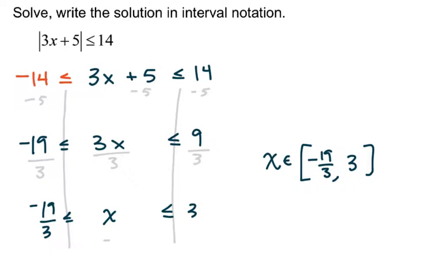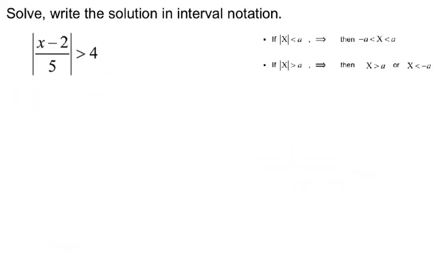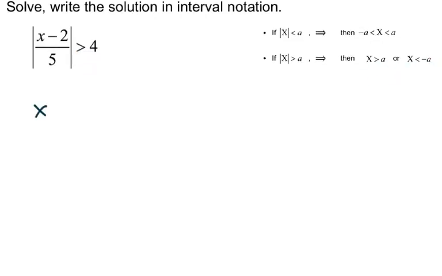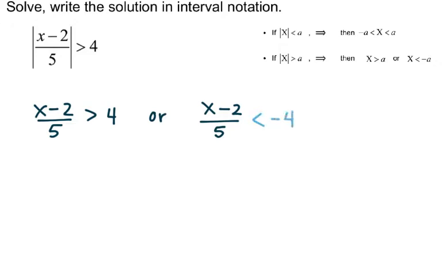So let's look at another example. Here we have another absolute value inequality. We have absolute value greater than 4. So per my rule, the way I need to write this, because this is a greater than situation, I'm going to say that x minus 2 over 5 is greater than 4, or x minus 2 over 5 is less than negative 4. So that's the extra piece we do when we are dealing with a greater than problem.